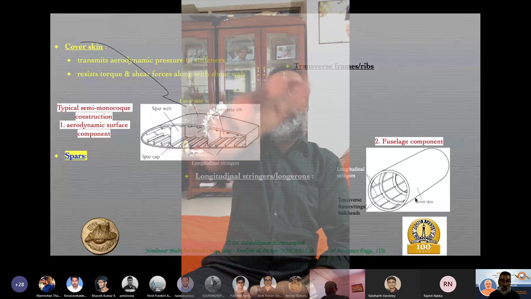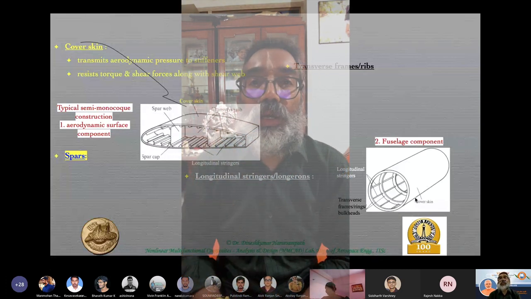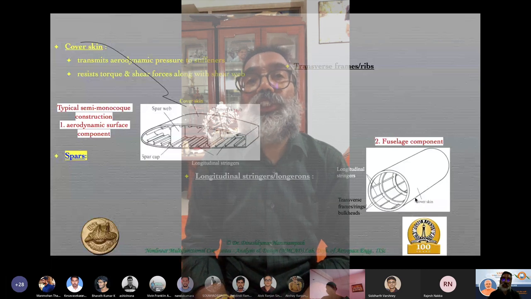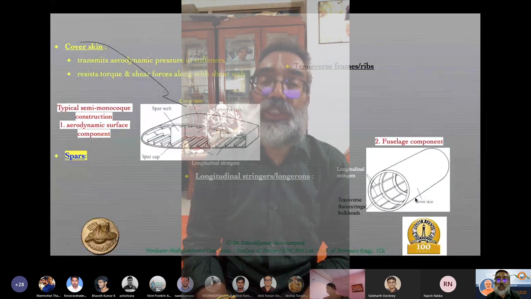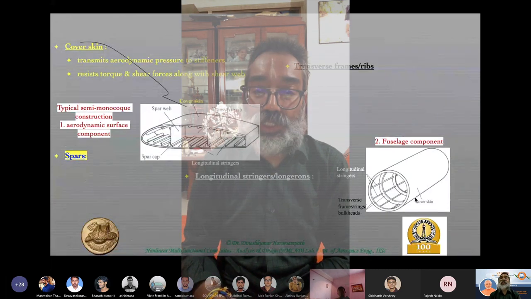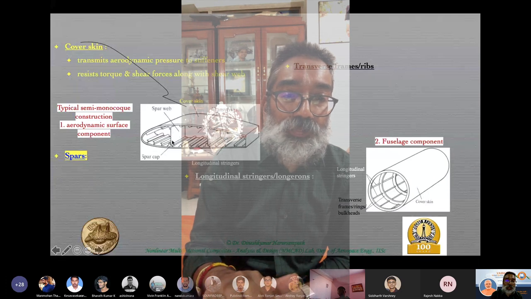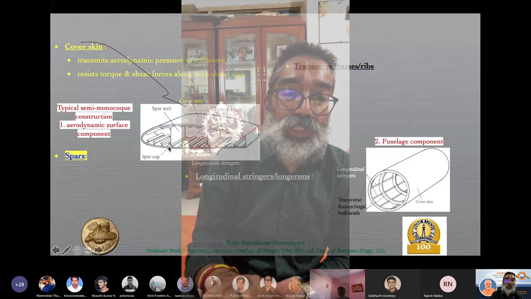In addition, you have this pitching moment, which is a torque, right? Now, all of these are going to cause shear stresses and shear strains, and most of it is going to be resisted by this cover skin, along with certain portions like the shear web that you see over here.